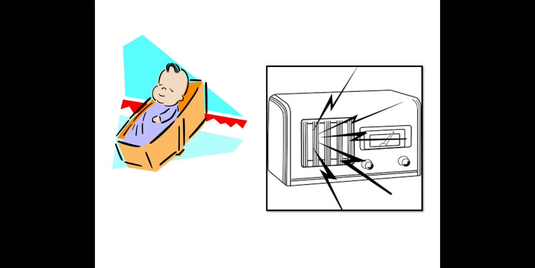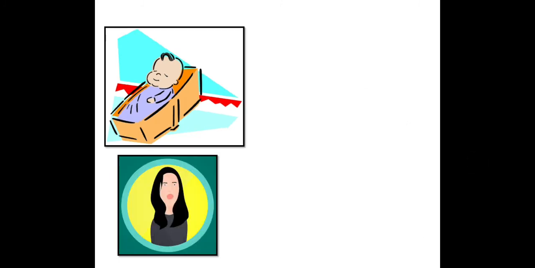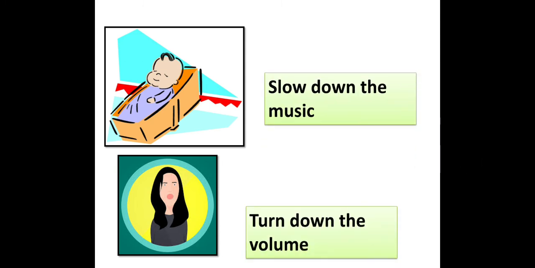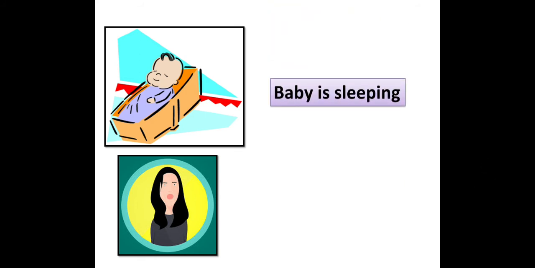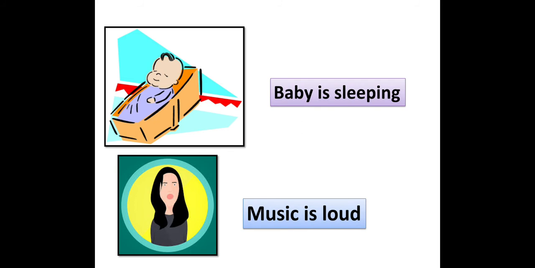For example, your baby is sleeping and loud music is being played, and you want to say slow down the music or turn down the volume, but you don't know how to say these sentences. You don't have exact words to express these sentences. In this situation, you have to be creative. Just replace these words with those words which you already know. For example, you can say like baby is sleeping, music is loud.